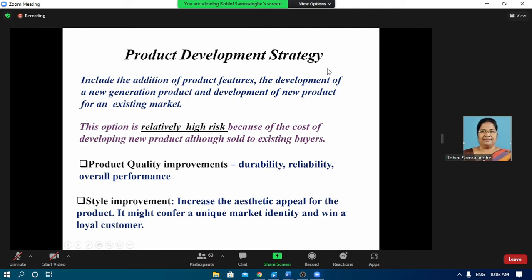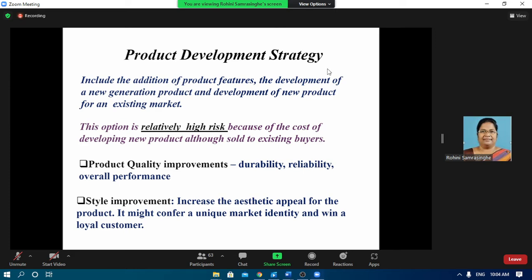They want to spend some cost to improve the existing product. Sometimes they want to change the product, maybe the colors, the packaging, or the taste of the product. So they want to spend a little money to improve the product under the product development strategy. They can make any changes under this strategy. Especially, you can look at different key points here. They can change the product considering quality aspects. Product quality they can improve, considering the durability, reliability, and overall performance of the product.